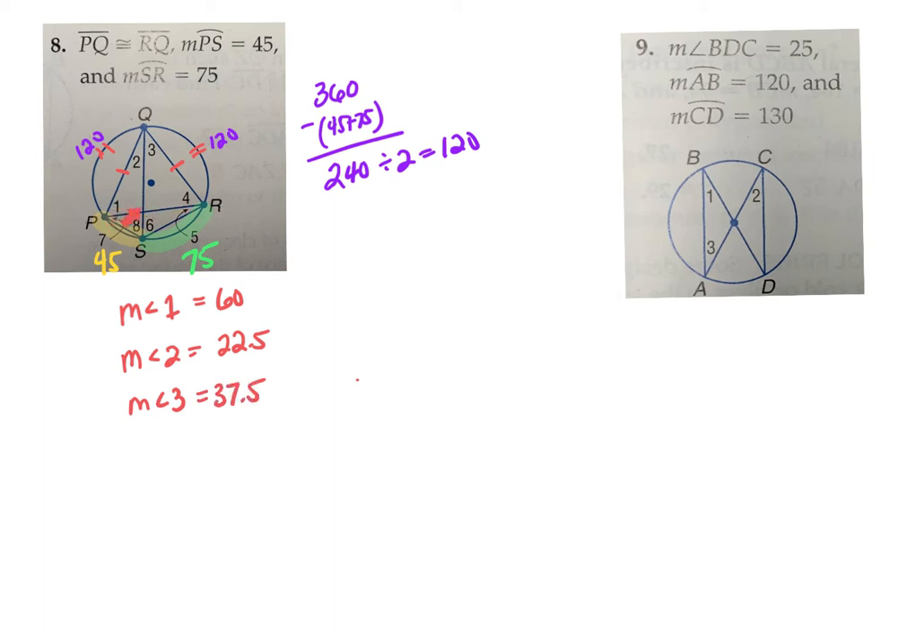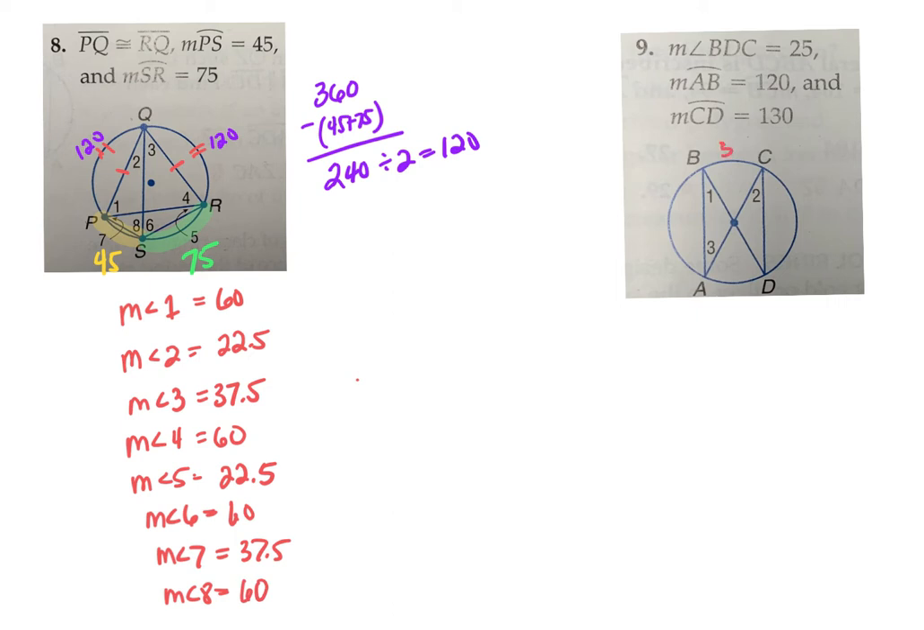Measure of angle 4. 4 cuts PQ. So that should be half of 120. Five cuts PS, right? PS, so we're back to half of 45. 6 cuts QR, so half of 120. There's a lot of these. 7, where is 7? There he is. Okay, 7 cuts that one, so we're back to half of 75. And then 8 cuts QP, so half of 120 again.